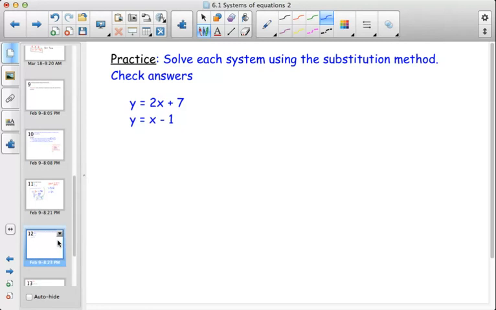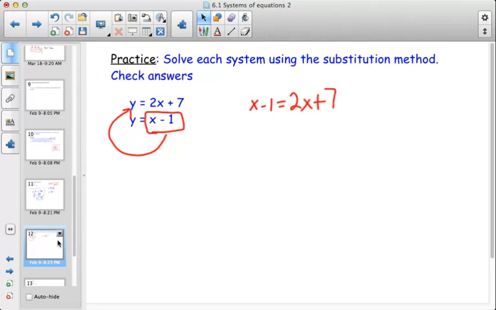First thing I'm going to see is that both of these equations are solved for y. They're both in slope-intercept form, which makes it easy because then we can identify, and I always just put a box around something that I'm going to substitute. I'm going to take this x minus 1, I'm going to substitute it into the top equation wherever I see a y. So this turns this equation into x minus 1 is equal to 2 times x plus 7.